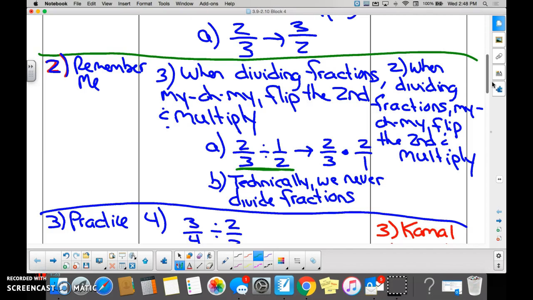So here was our original problem, 2/3 divided by 1/2. We rewrote the problem as 2/3. Instead of dividing by 1/2, we took 1/2 and we flipped it. And when you flip 1/2, it becomes 2/1. And then the division sign became a multiplication sign.